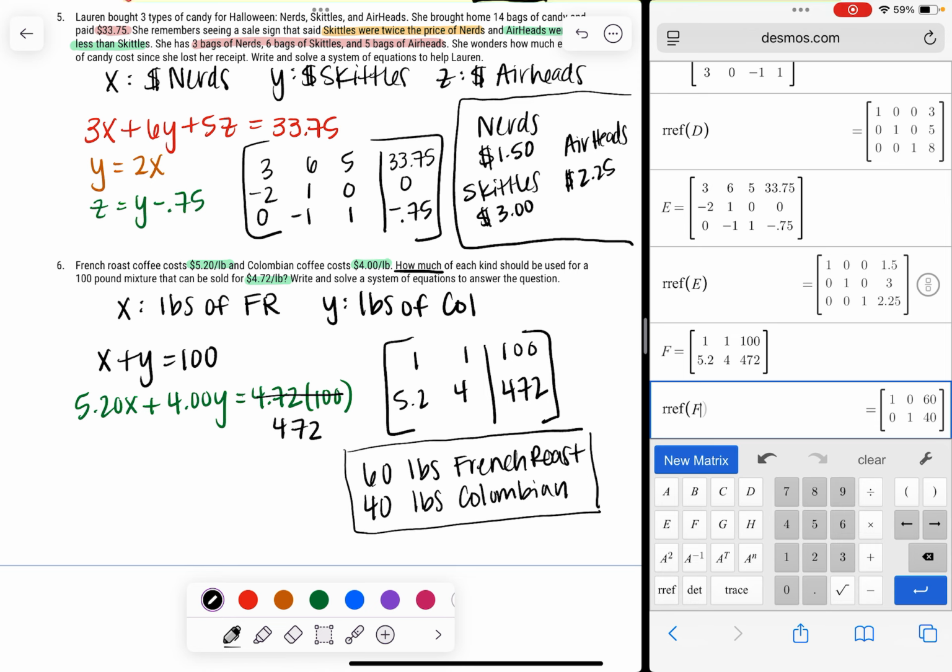So whenever you only have 2 variables, that's okay. Just remember it's going to change your matrix dimensions. Instead of being 3 rows, it becomes 2 rows. Instead of being 4 columns, it becomes 3 columns.